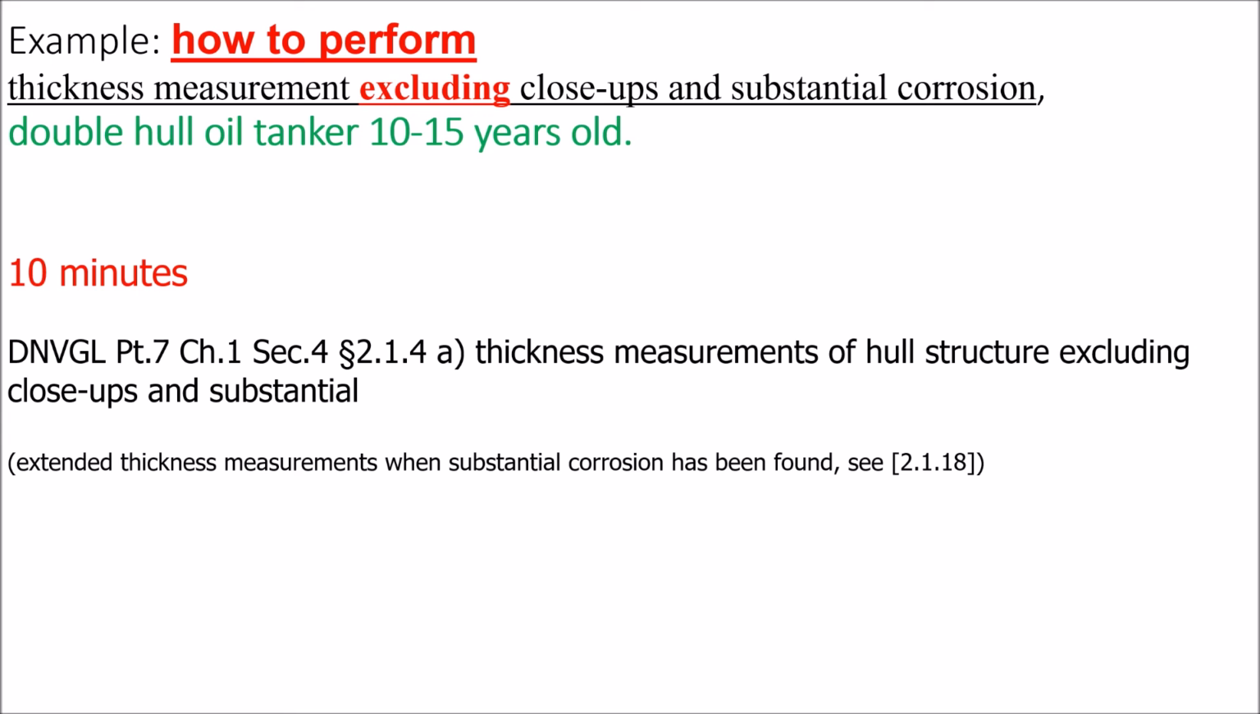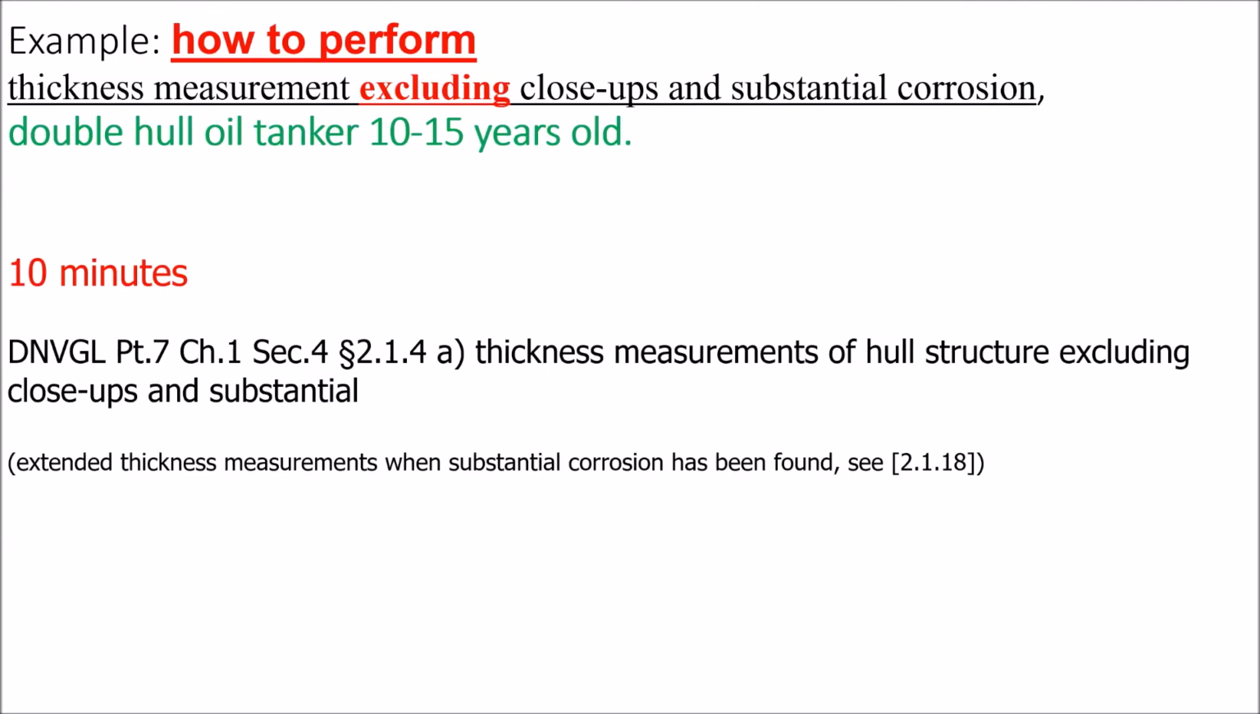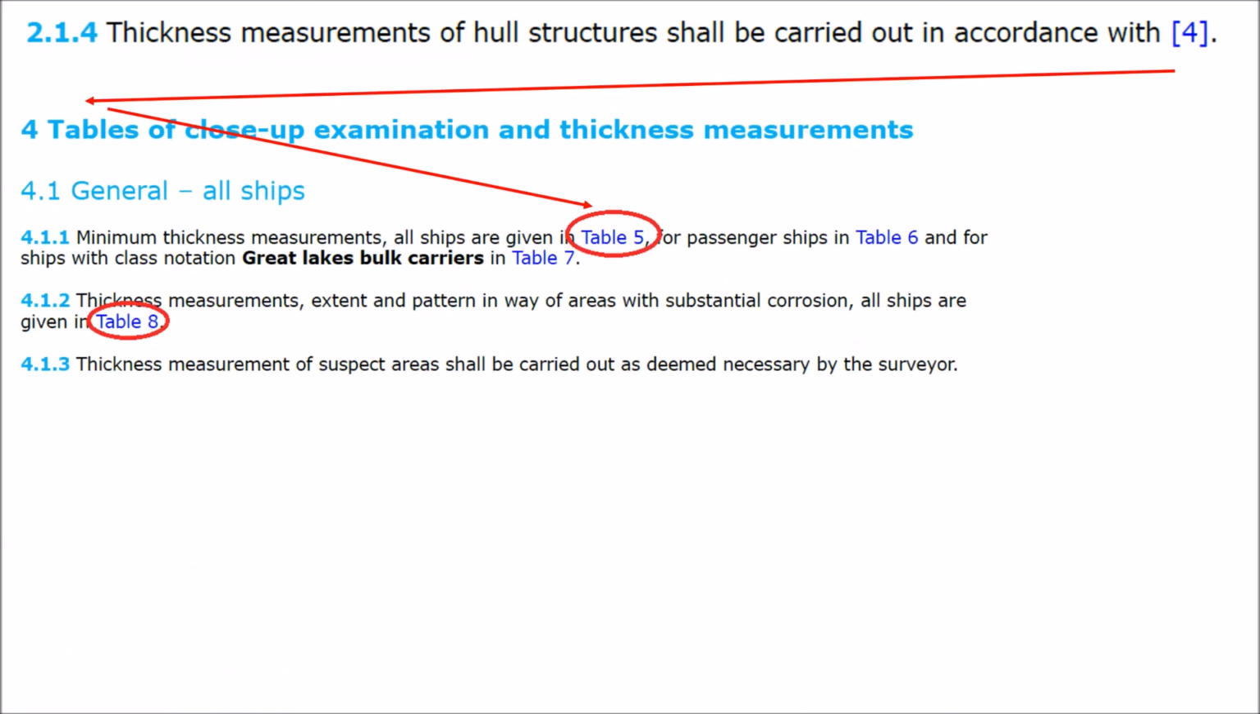So in DNV GL Part 7, Chapter 1, Section 4, Paragraph 214A, thickness measurement of hull structure, including close-ups and substantial corrosion. I go to this one, 214. Thickness measurement of hull structures shall be carried out in accordance with 4. Just like the WINDAS, remember? So we click on the 4 here in the PDF document, and that gives us tables of close-up examination of thickness measurements.